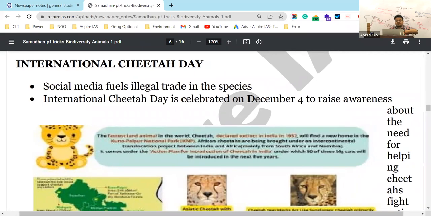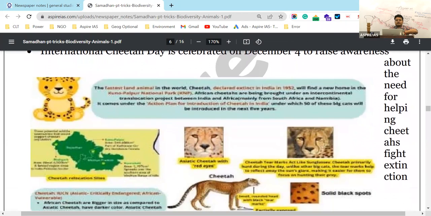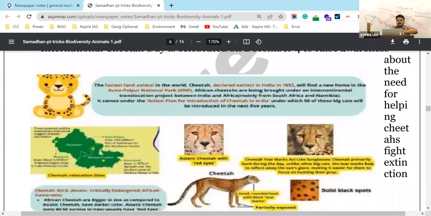Then International Cheetah Day, December 4. So hum sabko pata hai that a few months before, India, with the help of Prime Minister Narendra Modi, took the cheetahs from Namibia. Cheetah is a species of grassland. They need a very wide area because every day they want to run. If they are not running, they will die. Therefore, we cannot keep the cheetah for long in a zoo. We need a very wide or very big enclosure. In India, the same Namibia type of condition is available in Kuno Palpur Wildlife Sanctuary in Madhya Pradesh.